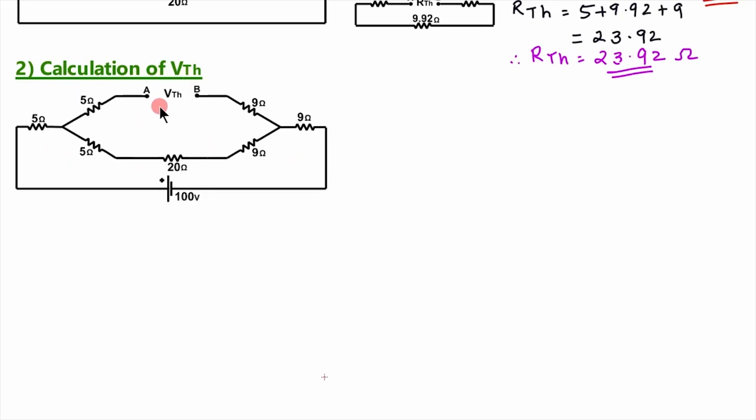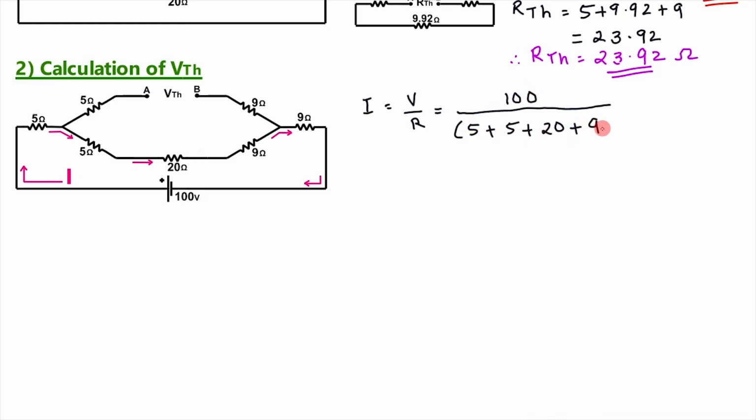Next we have to calculate the VTH. See, in this figure, VTH is coming between points A and B. As this branch is open, no current is flowing in this branch. So current I is flowing from this direction through 5 ohm, this 5 ohm, 20 ohm, 9 ohm, again this 9 ohm, and coming back to 100 volt. We know that I is equal to V by R. Here voltage is 100 and resistance is the sum of these series connected resistances. This gives 100 divided by 5 plus 5 plus 20 plus 9 plus 9. This is equal to 2.08 ampere.